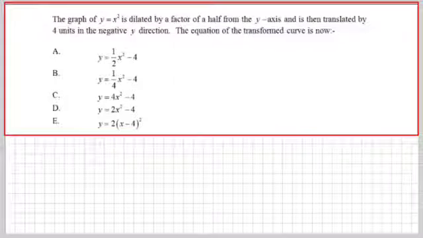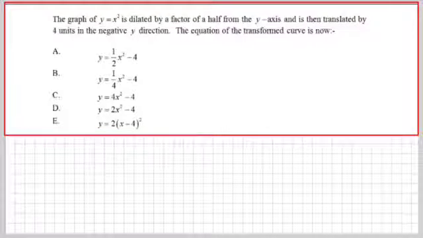This question is a multiple choice question, and it is a transformation question, something that you need to be getting very, very good at. Okay, let's have a go, guys. We've got a graph y equals x squared dilated by a factor of a half from the y-axis. In other words, it's squashed in towards the y-axis, compressed into half its vertical span, and is then translated by 4 units in the negative y direction, that is 4 units down. The equation of the transformed curve is now.